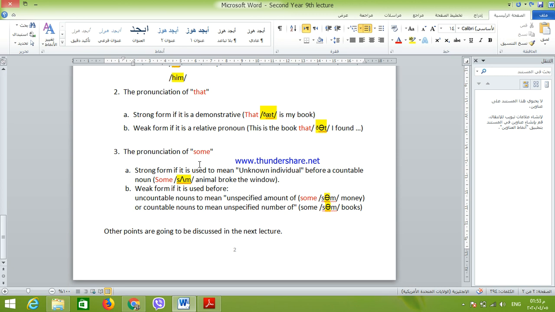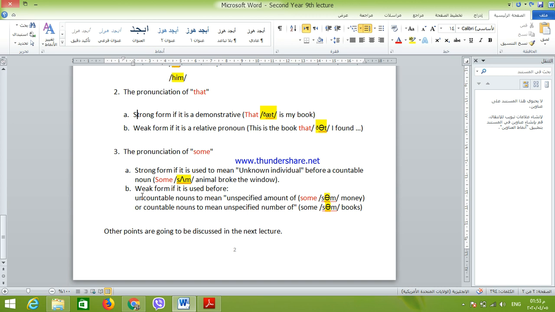Another point, the pronunciation of the word some. It is strong if it is used to mean unknown individual before a countable noun. Some animal broke the window. This is strong, because this noun is a countable noun and the meaning is unknown individual. We don't know what that animal is, a cat or a dog, it's an animal, unknown.